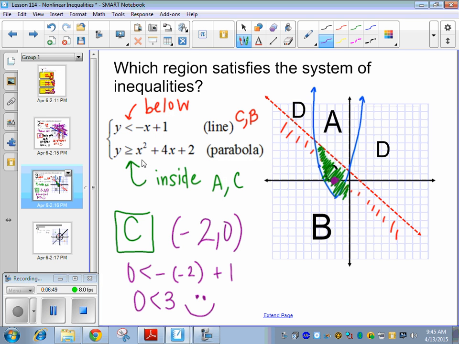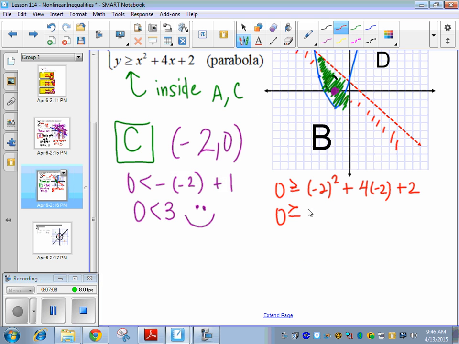Now I'm going to plug in negative 2, 0 for the parabola. So 0 goes in for y, greater than or equal to. Now I'm going to plug in negative 2 squared plus 4 times negative 2 plus 2. So negative 2 squared is positive 4. 4 times negative 2 is negative 8. 4 minus 8 is negative 4, plus 2 is negative 2. Is 0 greater than or equal to negative 2? Yes. So we guessed right. Region C is correct.